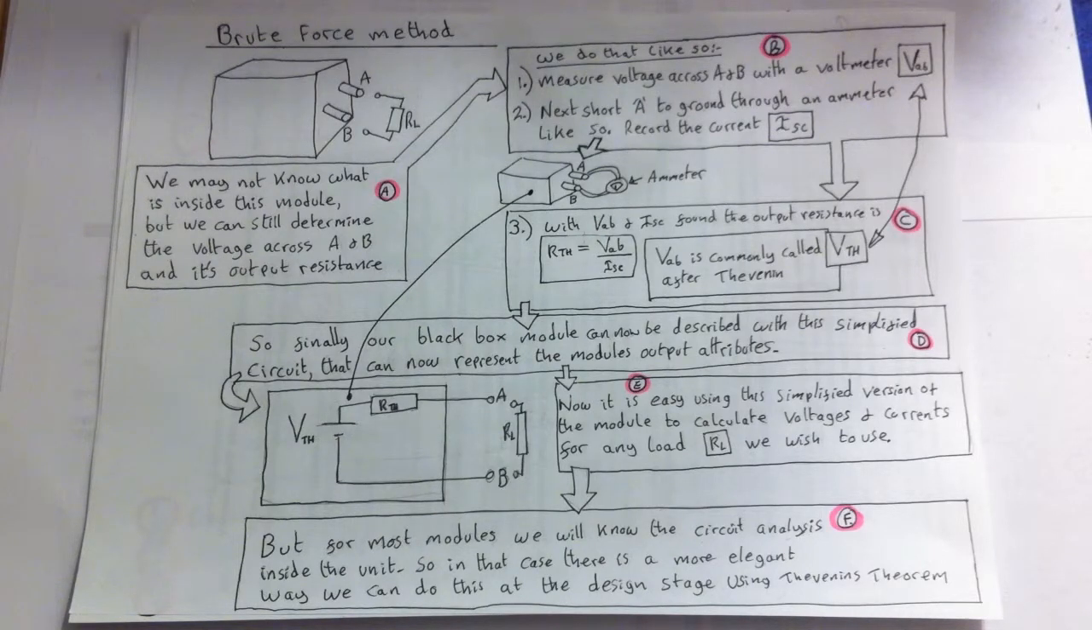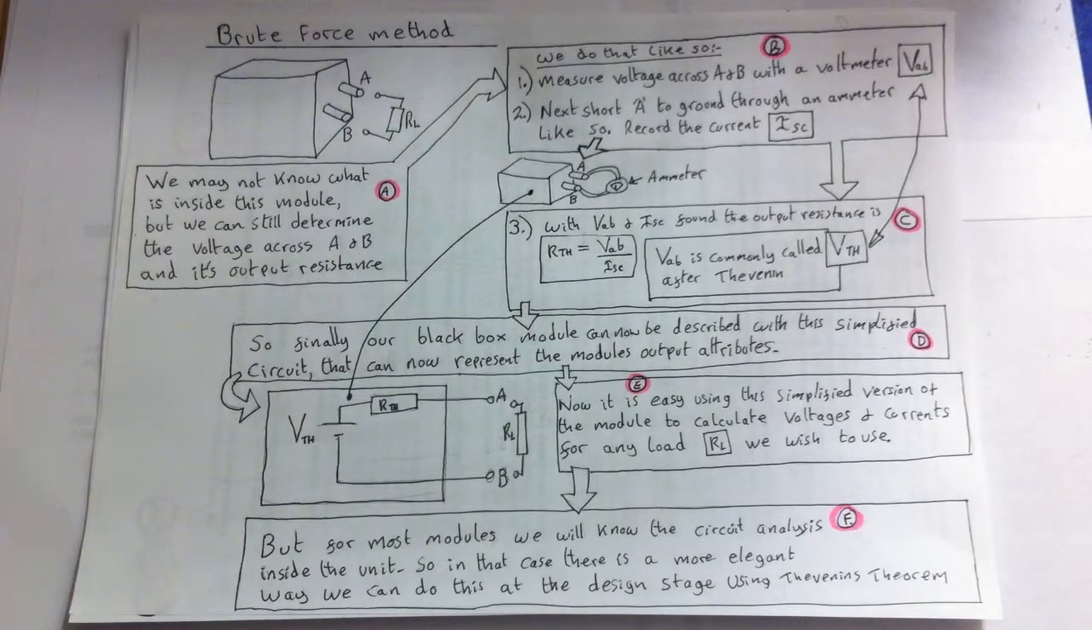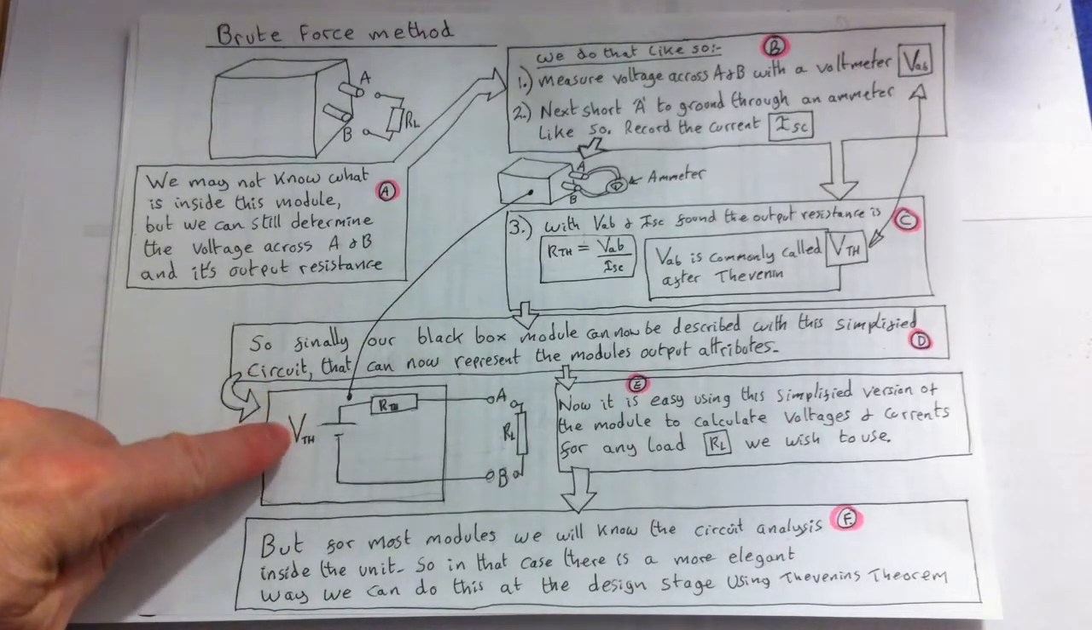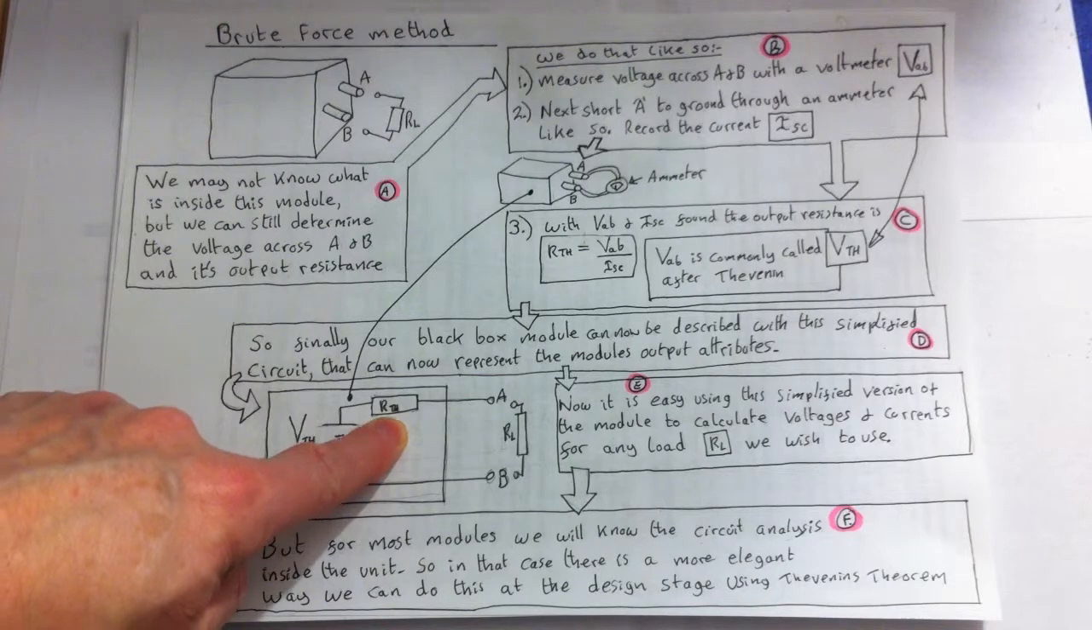Here it's not strictly necessary to use RTH and VTH, because what we've done here is what's called the brute force method of actually using the instruments on a black box to get the output voltage and the output resistance. So finally, once we've got the output resistance and the output voltage, then we can redraw our module in diagram form. We can emulate it as this circuit here. So this circuit is the voltage measured and includes the output resistance.